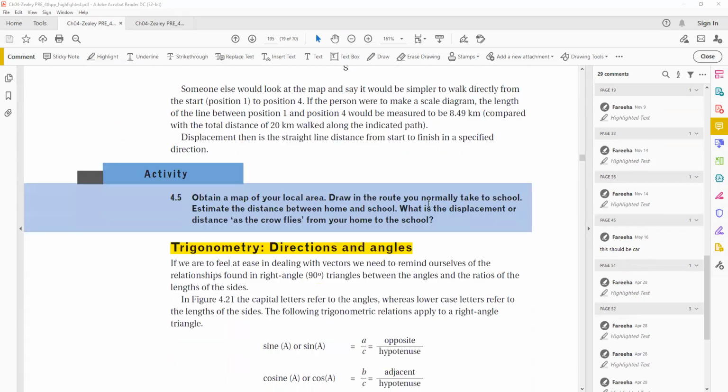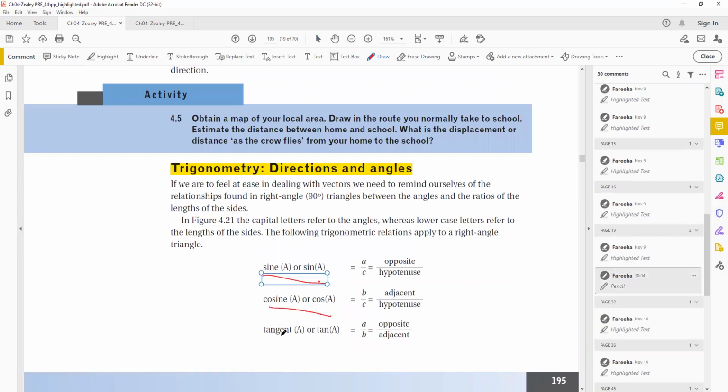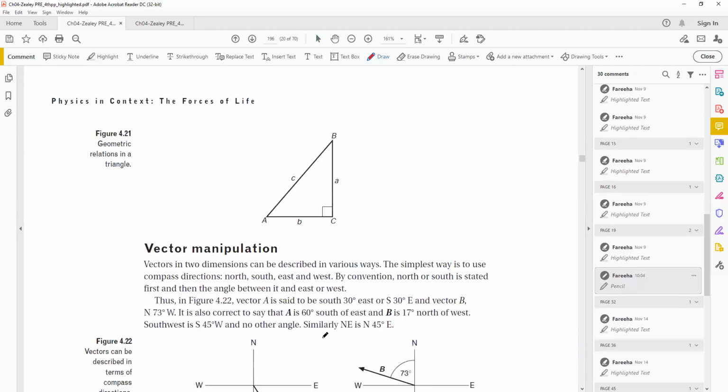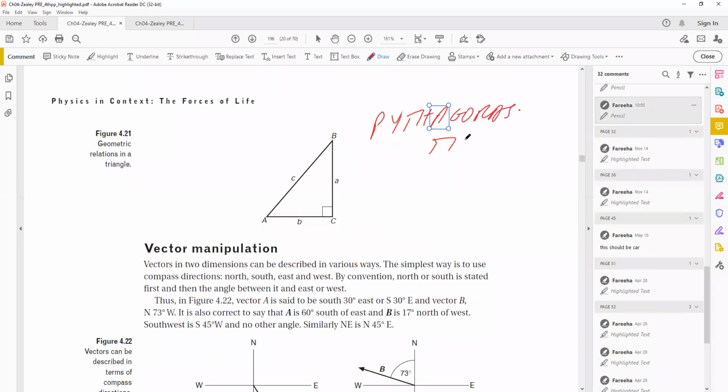And another important concept that we use when dealing with vectors is the concept of trigonometry. So we are familiar that these trigonometric ratios can help us find the components of a vector, and then later on we can use them for addition and vector manipulation. So in this case, we use the Pythagoras theorem, right? You remember the Pythagoras theorem, right?